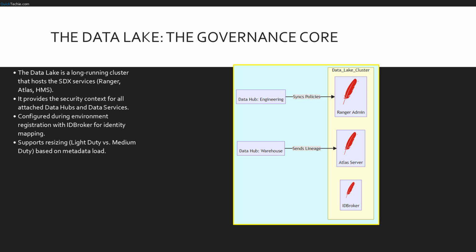Here we see the data lake cluster on the left, hosting the central governance services: Ranger Admin, Atlas Server, and ID Broker. On the right are transient data hubs. Notice the bidirectional flow. Data hubs pull security policies from Ranger to enforce access, and they push metadata and lineage back to Atlas, ensuring the data lake always has a complete view of data activity.